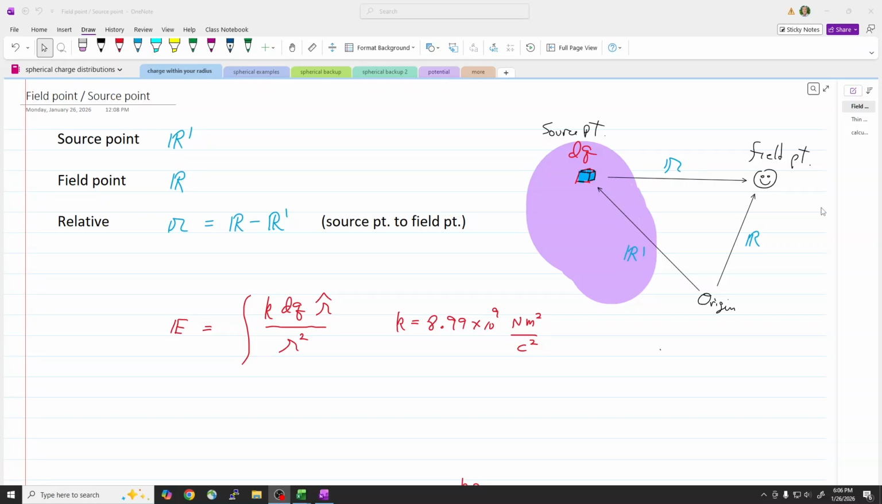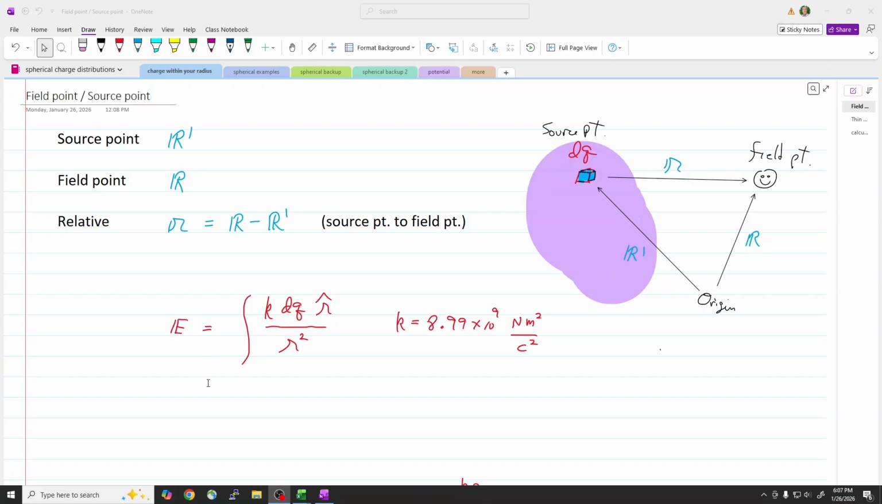When we begin learning electrostatics, we often use the field point source point formalism. The idea is, from an origin of coordinates, there are several position vectors. There's R, capital R, from origin to the field point, that's the observation point. There's R prime, which is the position vector to a source point, in this case, a charge element of a charge distribution. Little r is the relative position vector going from source point to field point.